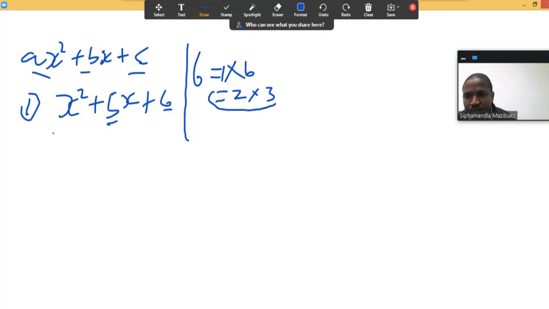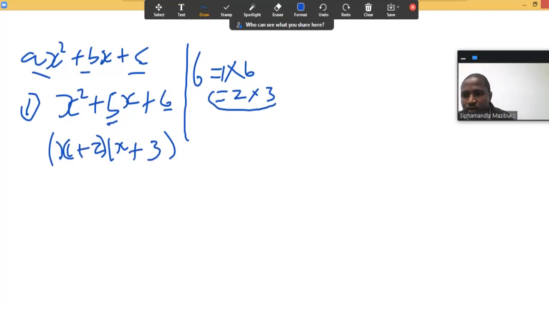So let's try. This is what we normally do if you want to factorize or find factors. You need to open the bracket, close the bracket, open the bracket, and close the bracket. And then you can always put x times x, and then you put your factors here, which is 2 times 3 in this case. You have a positive here, you have a positive here. So this is how you factorize.